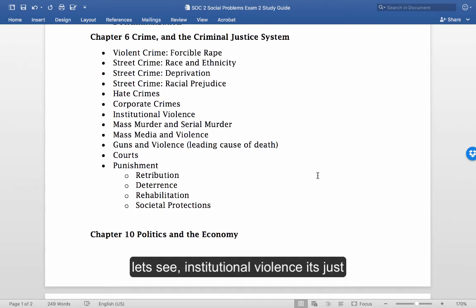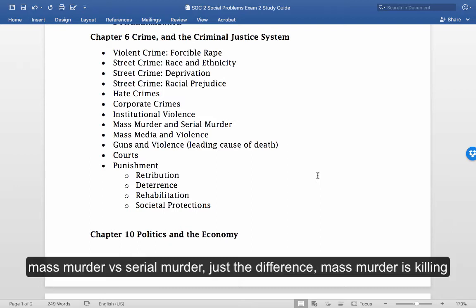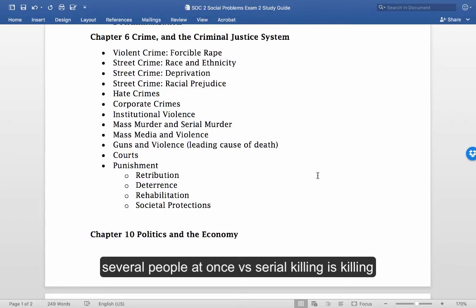Let's see. Institutional violence is just violence carried out by the government against others, right? Versus anti-state violence, it would be. Yeah, so institutional violence is that carried out by the government. Mass murder versus serial murder, just the difference. Mass murder is killing several people at once, versus serial killing is killing several people, but over time in different incidents.